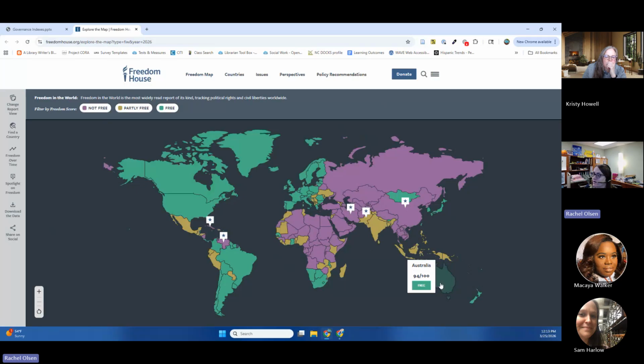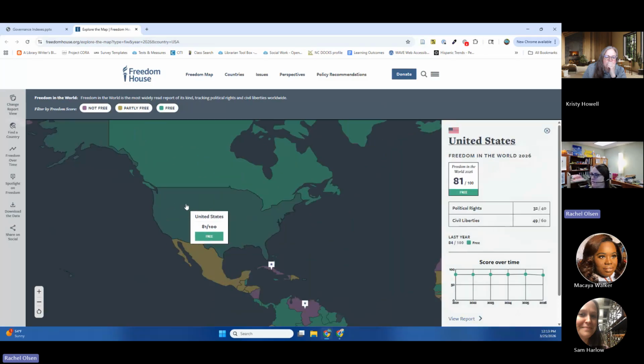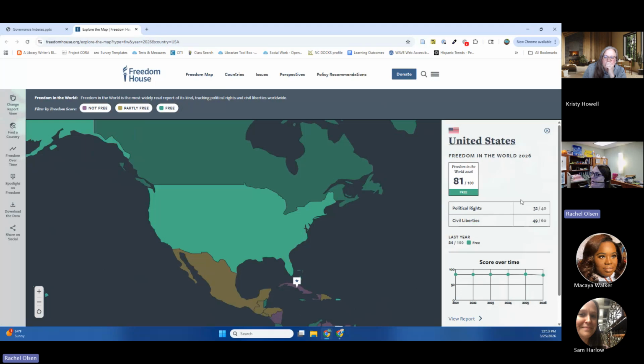And they are considered free, whereas if you look at Kazakhstan, 23 out of 100, not free, versus Mauritania, 38 out of 100, partly free. So it's kind of all over the place. For just ease of use, we could look at the United States, if you want to, and 81 out of 100, and that is based on scores specifically to do with political rights and civil liberties.